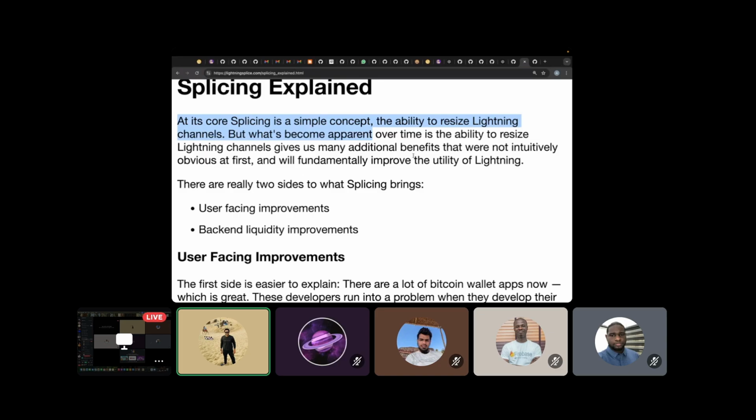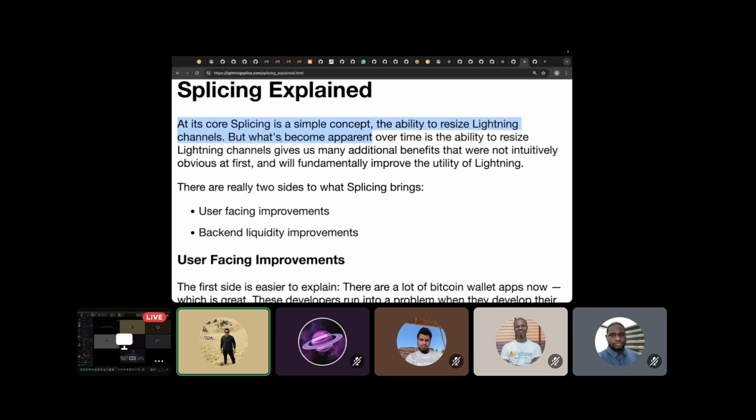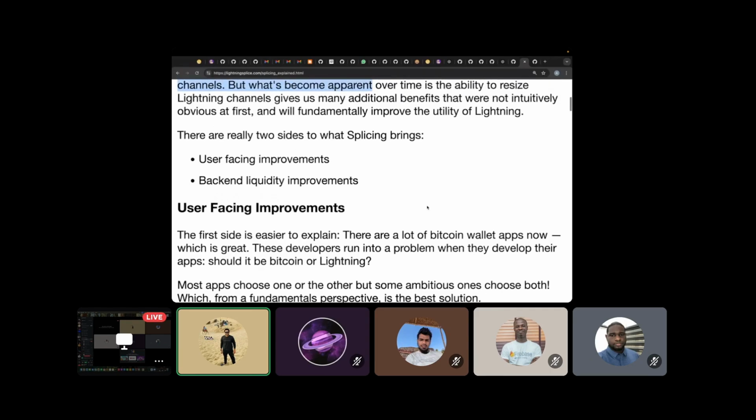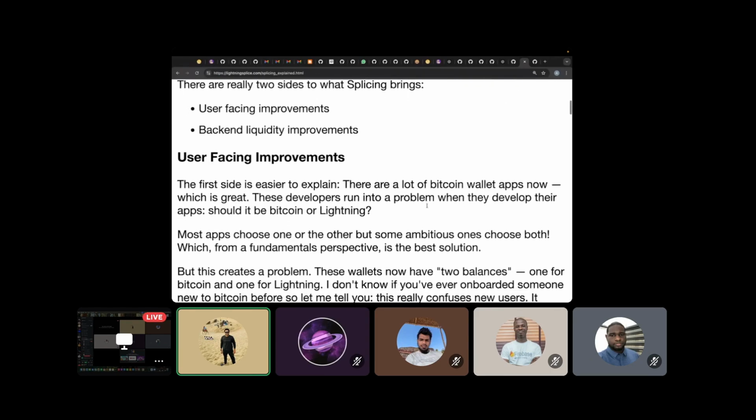We can add balance, we can shrink balance from a channel, or we can do cross splicing as well between two channels. So you can shrink a channel and you can expand another channel in a single transaction. So this is what it allows basically. But while implementing splicing, there were many additional benefits that were not intuitive when this proposal came up. So we are going to discuss some of these additional benefits and see how it is implemented as well.